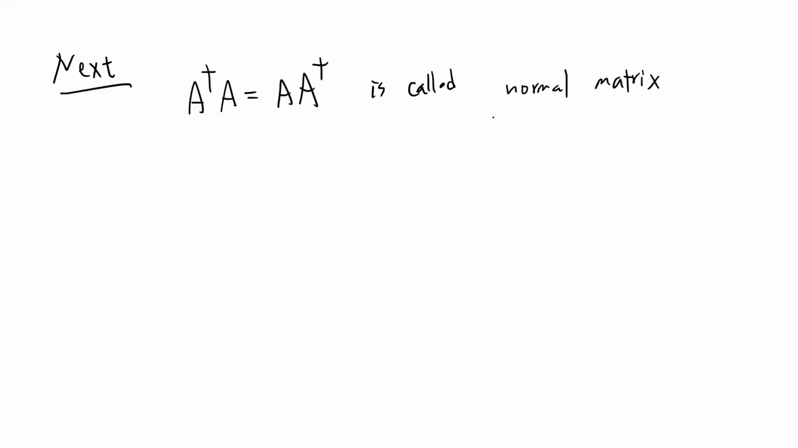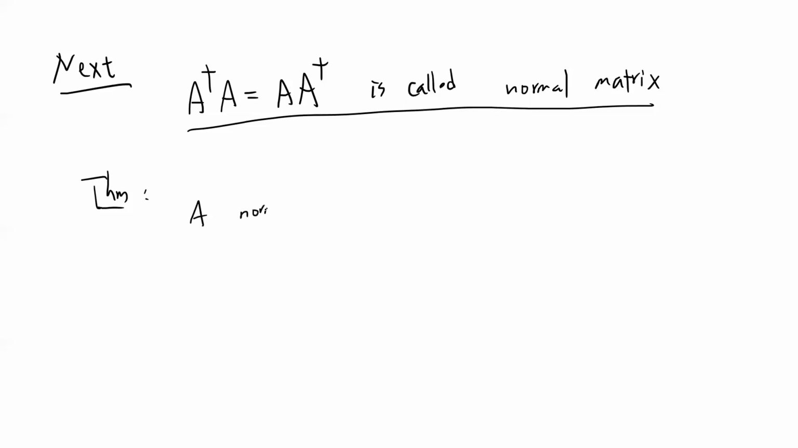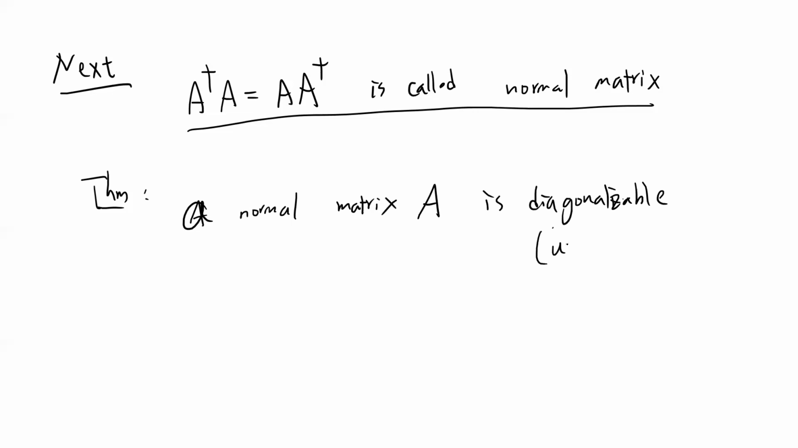Okay, and in the next video, we will prove more general results. If you have a matrix A such that A dagger A equals A A dagger, this is called a normal matrix. The spectral theorem says that a normal matrix A is diagonalizable, and the basis is also normal, so you can form the unitary.